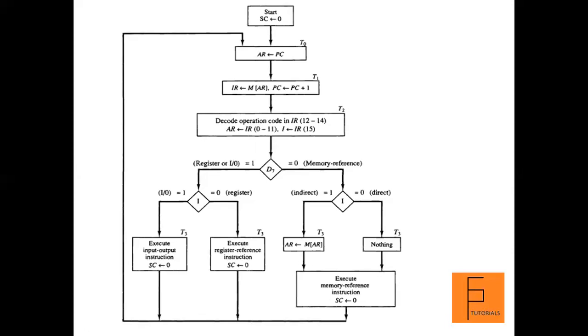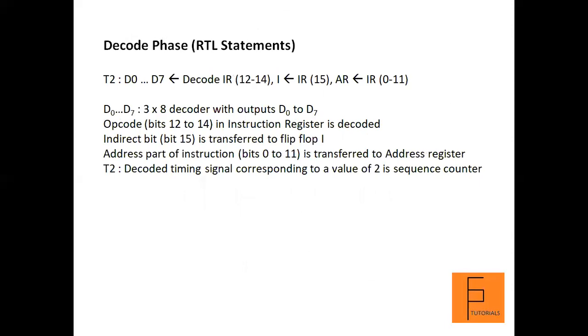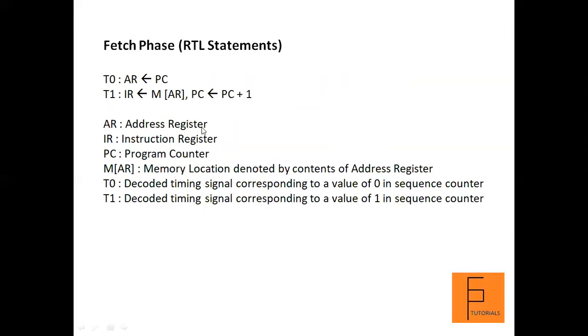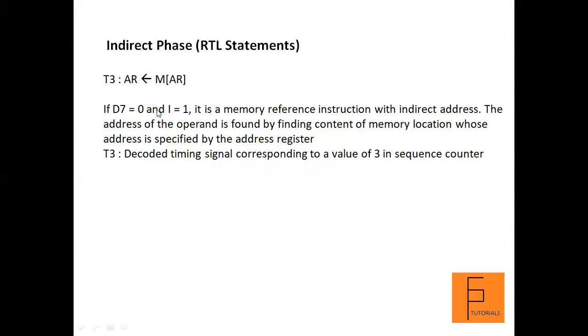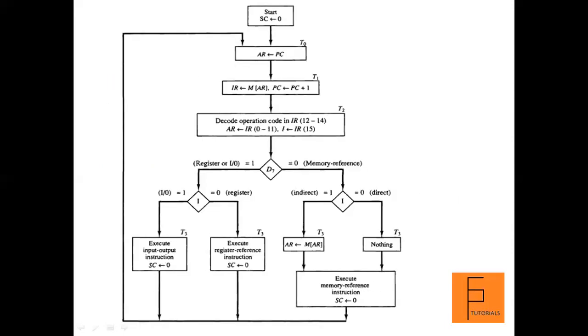Now the sequence counter will generate pulses. What are these pulses? These pulses are these values: T0, T1, T2, T3. These are the clock pulses which the sequence counter will generate. How will it generate? The decimal values which are placed in the sequence counter will generate equivalent timing signals. That means if I have a sequence counter value of 0, it will generate a timing signal of T0. If I have a sequence counter with value 1, it will generate a timing signal T1. If I have a sequence counter with value 2, it will generate a timing signal T2, and so on. So that is how you start things off.